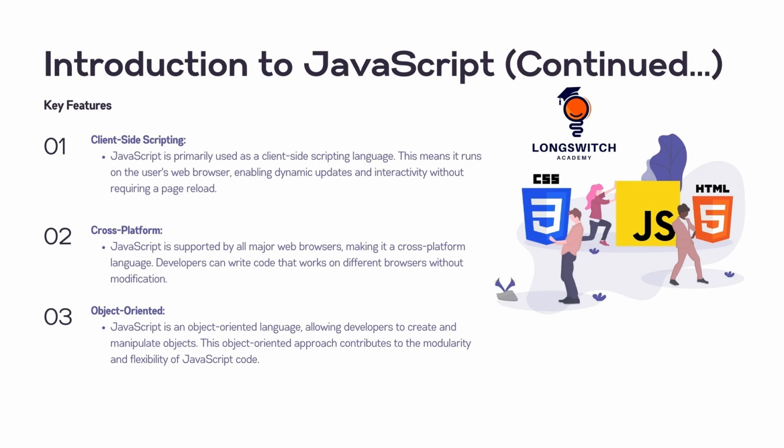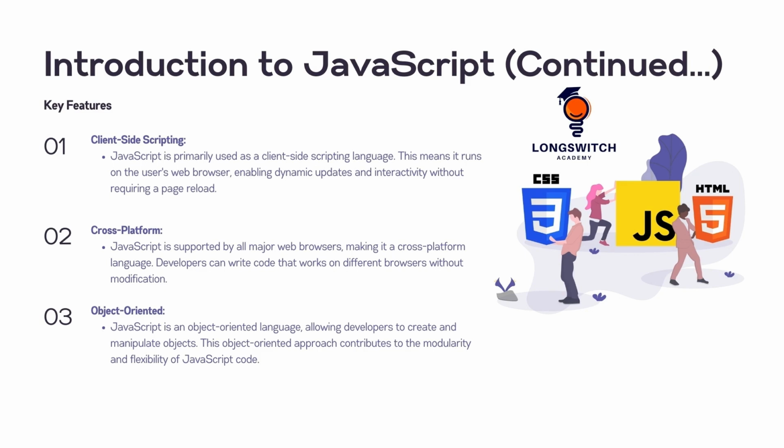A hallmark of JavaScript is its cross-platform compatibility, supported by major web browsers. Developers can write code that functions consistently across different browsers, ensuring a uniform user experience. This portability has been instrumental in JavaScript's widespread adoption and its role as a fundamental language for web development.